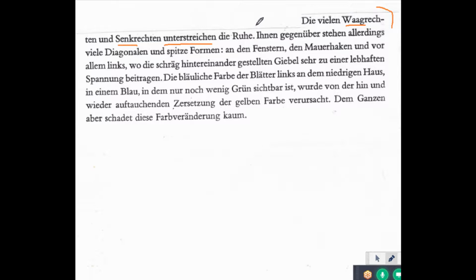Going on. Ihnen gegenüber stehen allerdings viele Diagonalen und spitze Formen. Everybody? Ihnen gegenüber stehen allerdings viele Diagonalen und spitze Formen. Good. Where's your verb? Stehen. Yeah, stehen is very weak. It means they stand, but it also means simply they are, or there are. So you're looking for a plural subject. Where's the plural subject? Viele Diagonalen und Formen. Good.